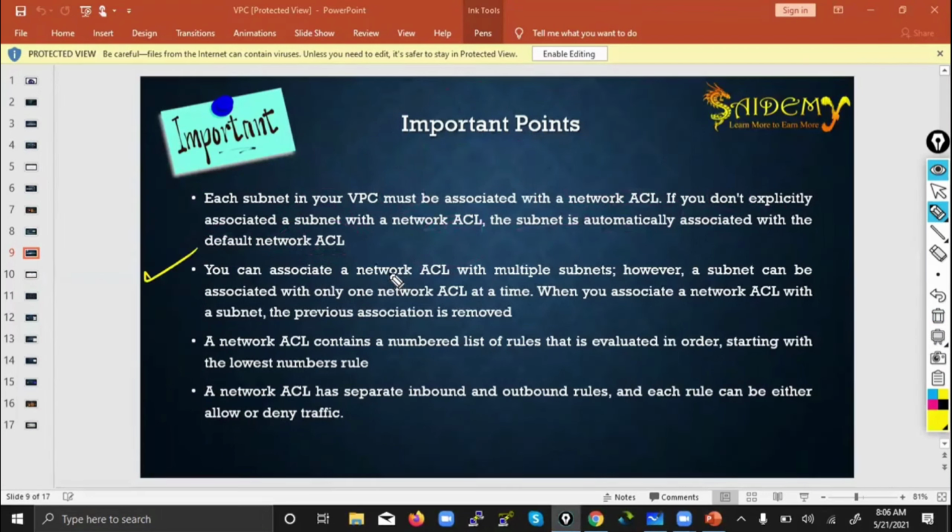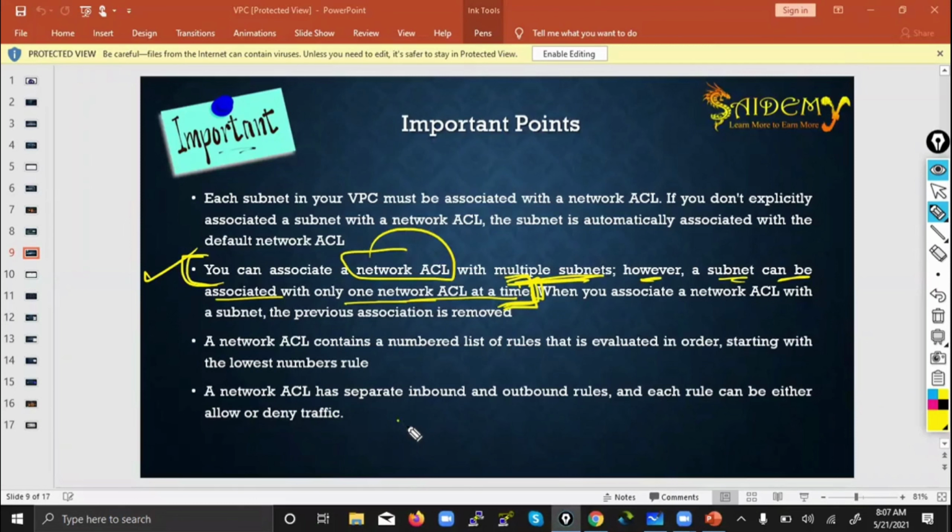Second one: you can associate a NACL with multiple subnets. Okay, fine. However, a subnet can be associated with only one NACL at a time. It's like a tongue twister. At least explain to me till here what you understood. Then I will say. Just study the sentence I have highlighted within the brackets and tell me what you understand. One NACL can be attached to multiple subnets, but each subnet should have only one NACL. Okay, alright.